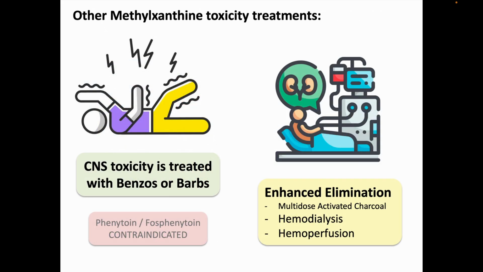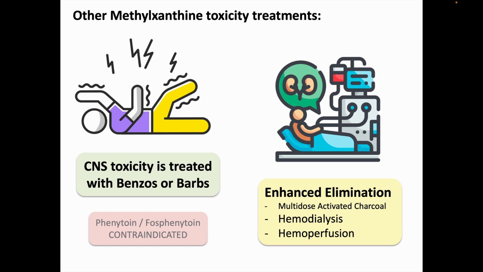With regard to other methylxanthine toxicity treatment concerns, CNS excitation, agitation, and seizures should definitely be treated, and the recommendation is to use benzos or barbs. Benzodiazepines are often used first, but we've already heard that the seizures can be difficult to control, so the addition of or transition to barbiturates should be considered early. And although it's not used frequently anymore, phenytoin is contraindicated because it's ineffective for methylxanthine-induced seizure.